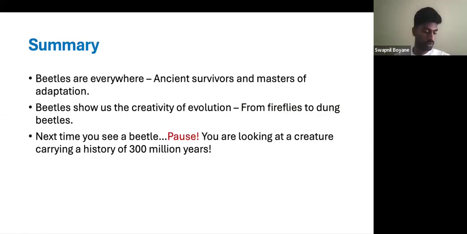Then, to conclude this talk, I would like to give a brief summary. Beetles are everywhere. We have seen that they are ancient survivors, and they are masters of adaptation. They have different kinds of adaptations, from feeding on different plants to different kinds of materials. Beetles also show us the creativity of evolution, from fireflies to dung beetles. I have just taken two names here, but there are many different kinds of beetles. They show us the creativity of evolution.